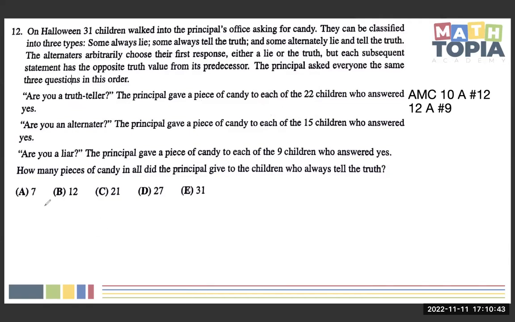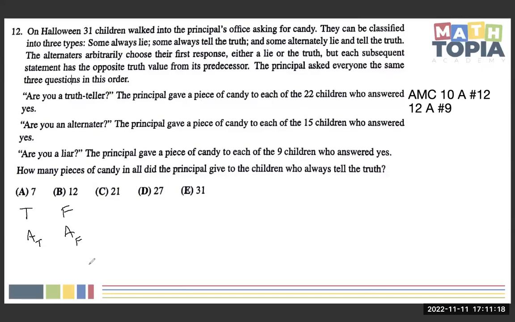So I'll explain what the thinking is. Basically, we divide them into 4 groups. The children who are truth tellers, the ones that always tell the truth. The liars, who always tell the lie. I'm marking it with F here because F stands for false, so they're saying false statements. But the hard part about this problem is trying to figure out how we mark the alternators, because the alternators can choose to tell a lie or the truth at their first response. Well, let's just divide them into 2 groups. Alternators whose first response is a truth, and alternators who as their first response decide to lie.